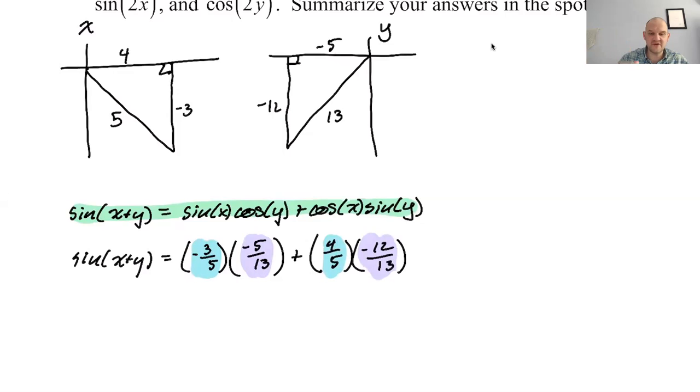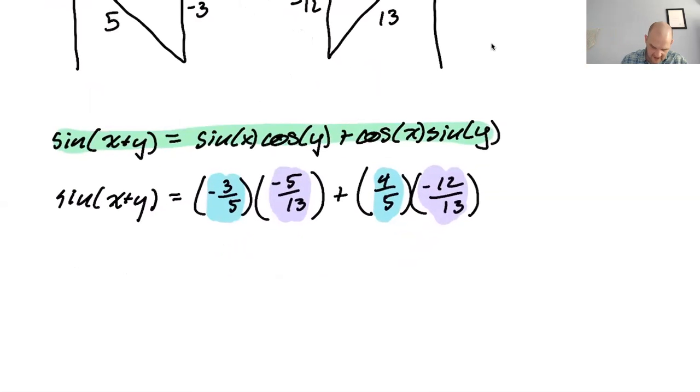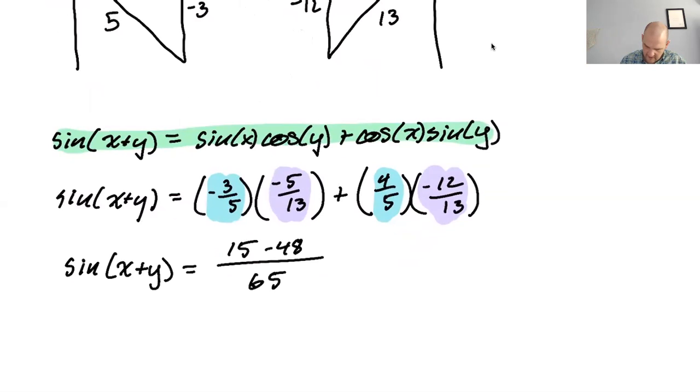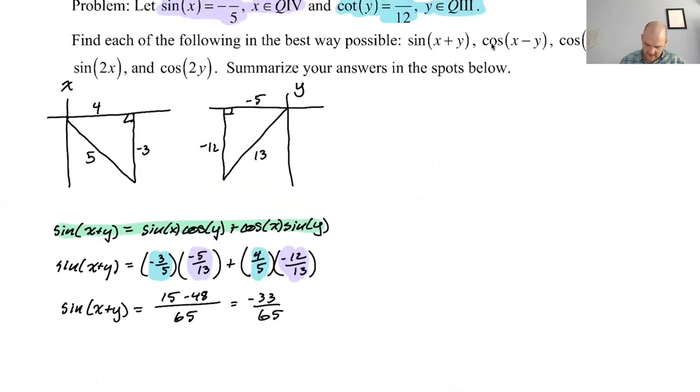Show me that you had the formula right. Check. Show me that you substituted in correctly. Okay. And then the last step is going to be actually simplifying this. And this could go wrong, but when it does, this is like small potatoes. So 15 minus 48 over 65. So negative 33 over 65. All right. And we got it.